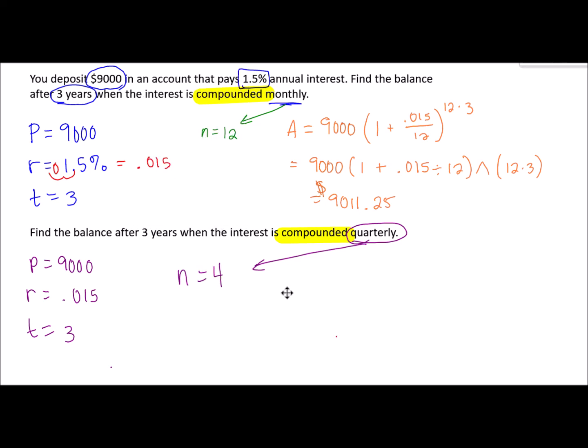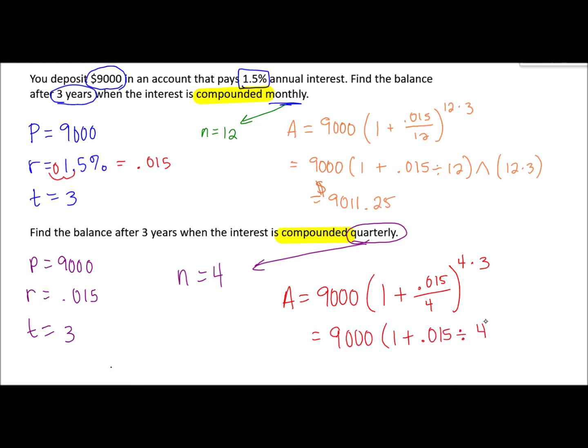Okay, plugging everything in. A equals 9,000. 1 plus 0.015 divided by 4 now. Up in the power, 4 times 3. Okay, plug it into the calculator. I would hit these keys: 0.015 divided by 4, parentheses, caret, parentheses, 4 times 3.